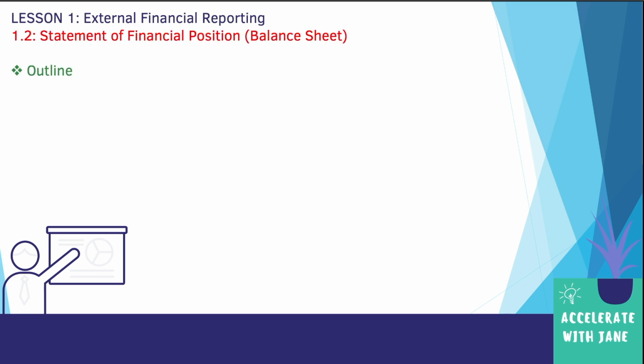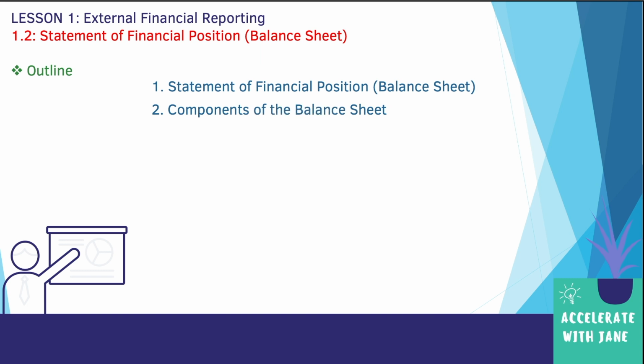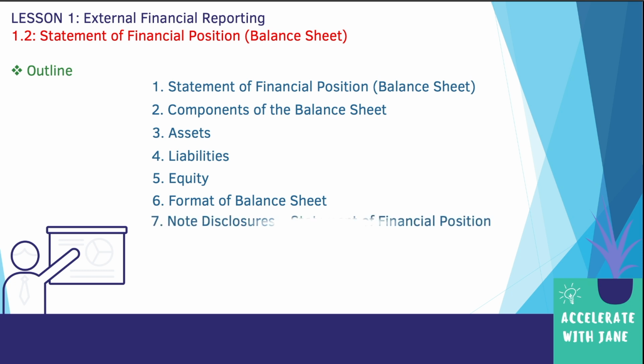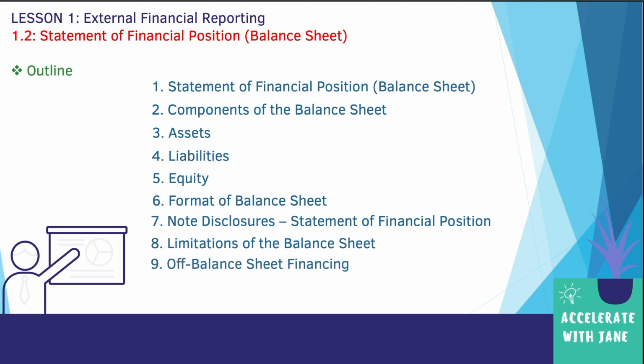So to provide you an overview, here is the outline of this lesson. So first, we're gonna cover the purpose and the use of the Statement of Financial Position or the balance sheet. Second, I'm gonna discuss the components of the balance sheet. Third, I'm gonna cover the current and non-current assets. Fourth, I'm also gonna cover the current and non-current liabilities. Fifth, the equity and the equity transactions. Sixth, the format of the balance sheet. Seventh, the note disclosures, specifically pertaining to the Statement of Financial Position or balance sheet. Eighth, the limitations of the balance sheet. And lastly, the off-balance sheet financing.